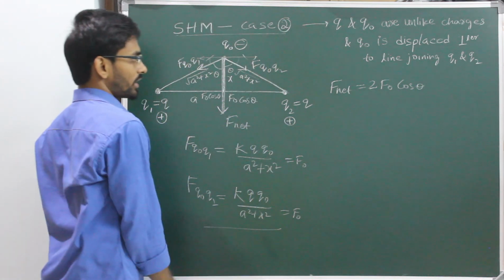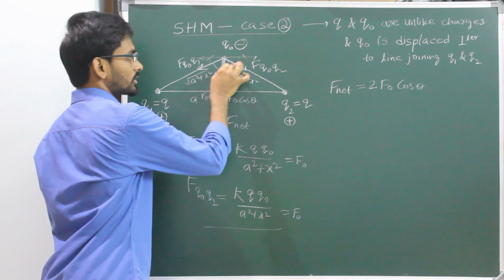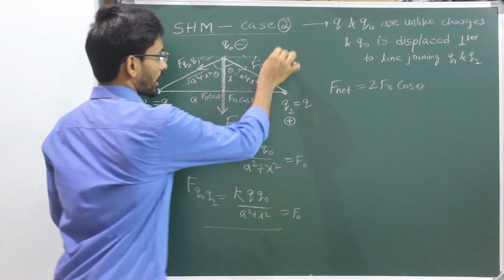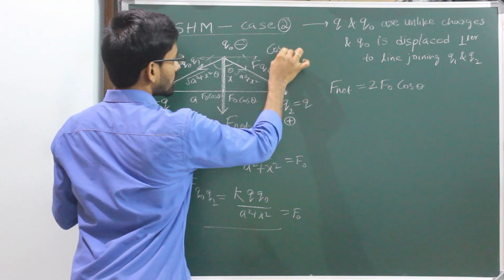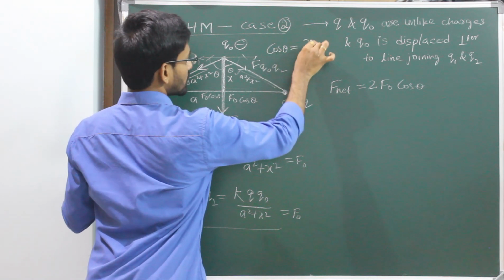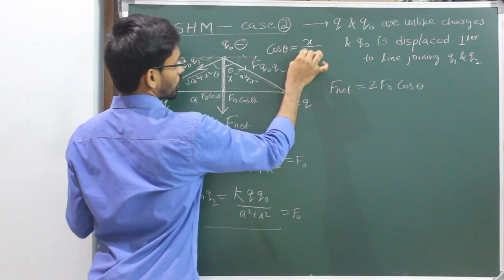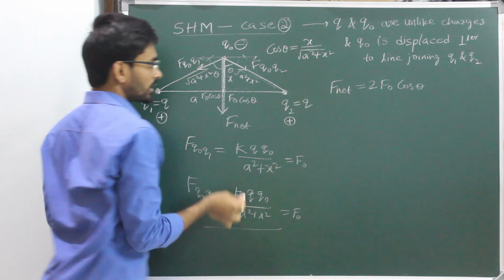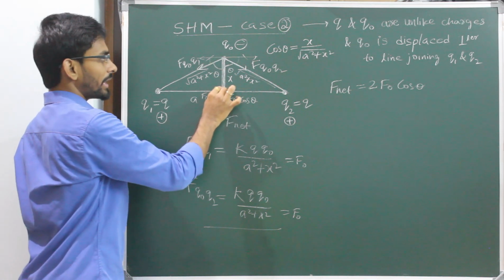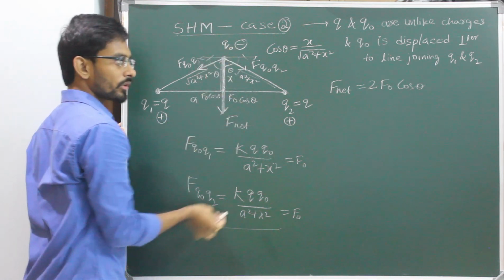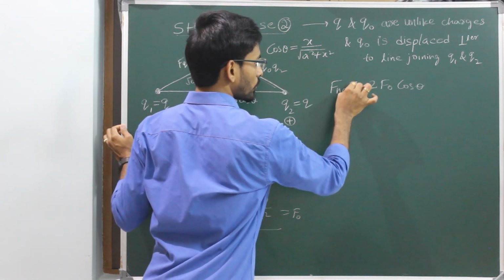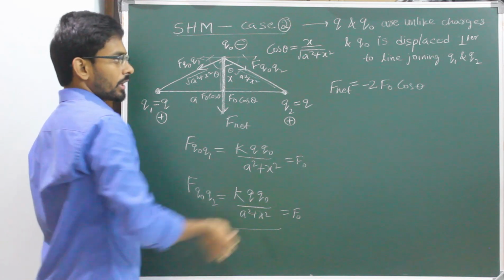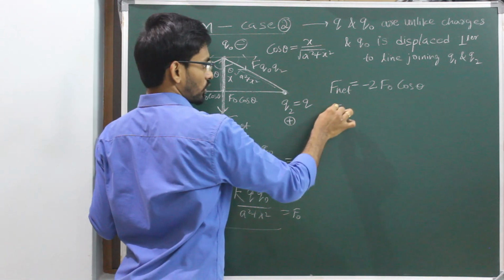So let us find the cos theta value in this triangle. This is theta, adjacent side by hypotenuse, so I can write cos theta as adjacent side x by under root of a square plus x square. Guys, here f net is downwards and we have taken x in the upward direction, so upward is positive and force downwards is negative, so we can write f net as minus 2 f naught cos theta.